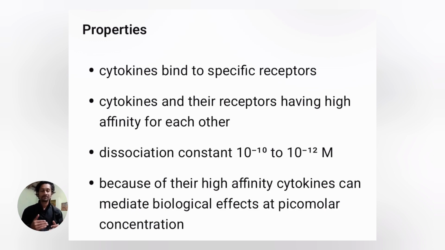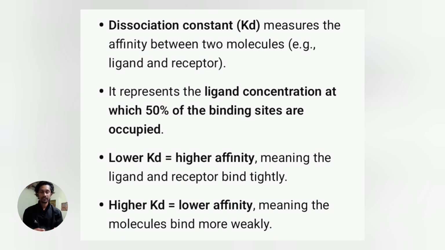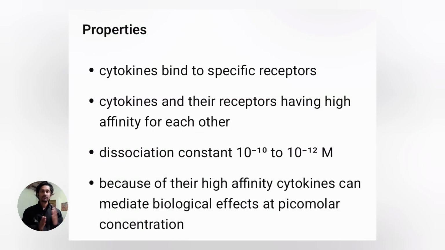Cytokines and their receptors have high affinity to each other because their dissociation constant is 10 to the power minus 10 to 10 to the power minus 12 molar. Dissociation constant is the affinity between two molecules. Let's suppose the affinity between ligand and receptor, that is called the dissociation constant. Because of their high affinity, even at picomolar concentration, they perform various biological activities.